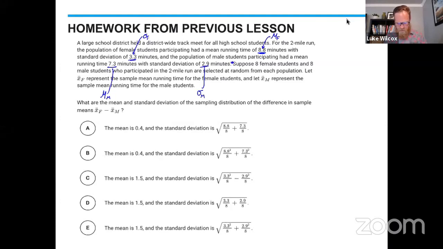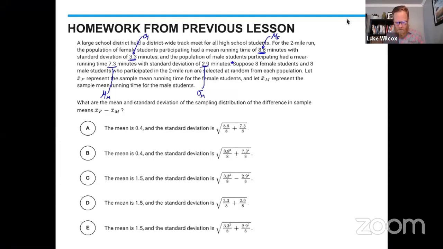Now it says, suppose 8 female students and 8 male students who participated in the 2-mile run are selected at random from each population. Let x̄_F represent the sample mean running time for the female students, and x̄_M represent the sample mean running time for the male students. So here's the question. What are the mean and the standard deviation of the sampling distribution of the difference in sample means? So we know right away that we are in the world of means instead of the world of proportions. And it is also very clear here that this is a 2-sample problem rather than a 1-sample problem.